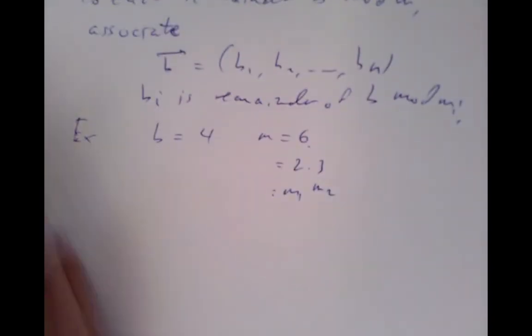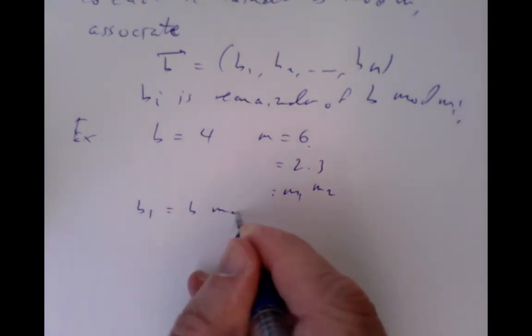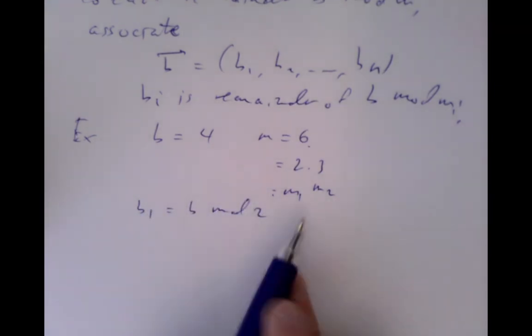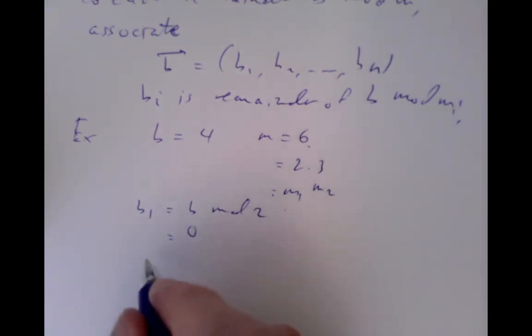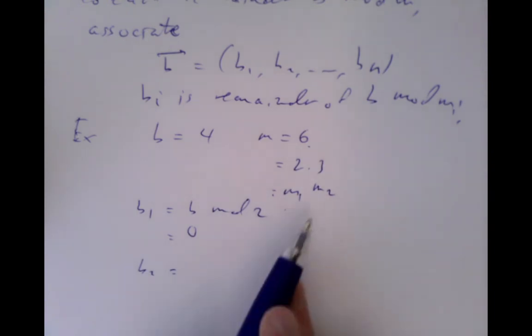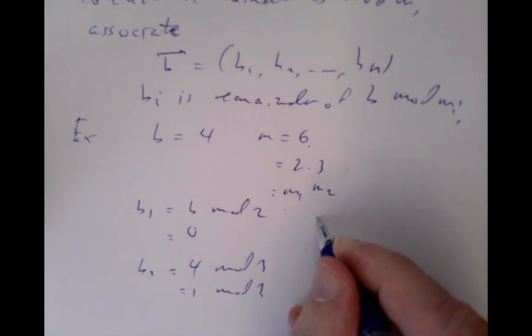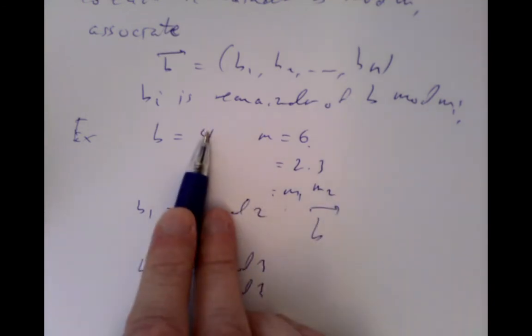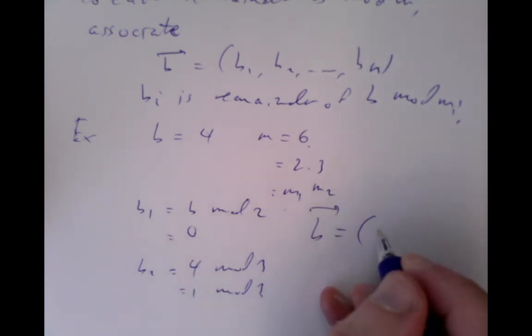Then we can simply calculate that B1 has to be B mod M1, which is 4 mod 2. But 2 goes into 4, so that's 0. And then B2 has to be B mod 3, and 4 mod 3 is 1. And so what we'd find is that the vector of remainders associated to the number 4 is 0, 1.